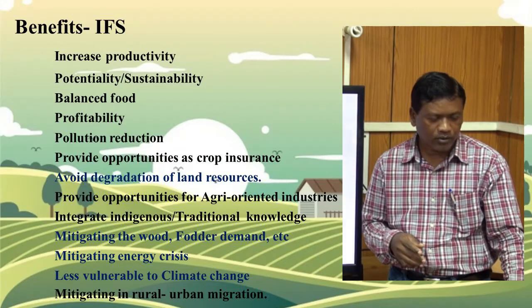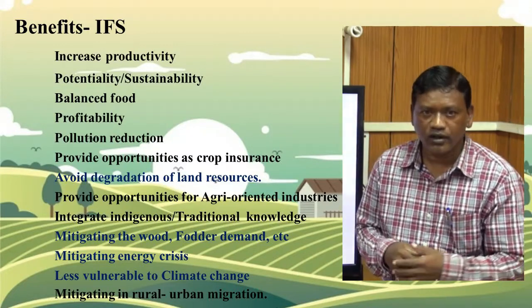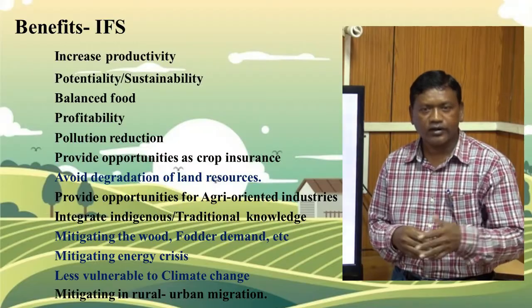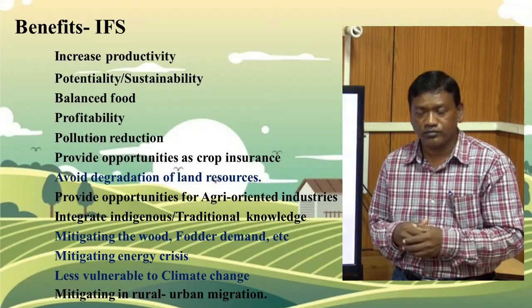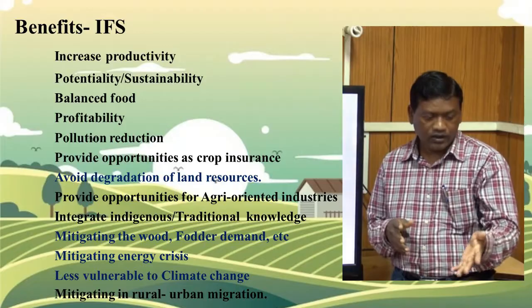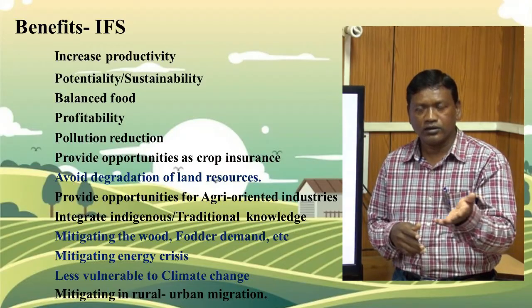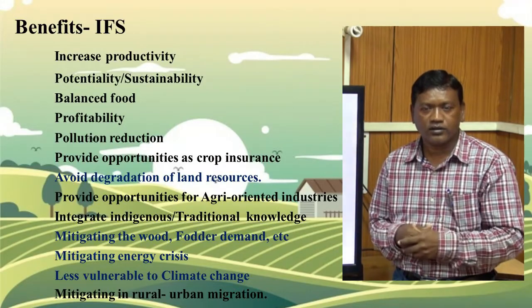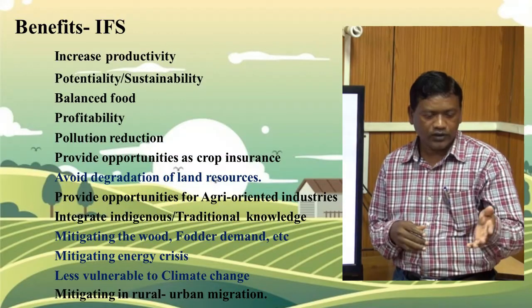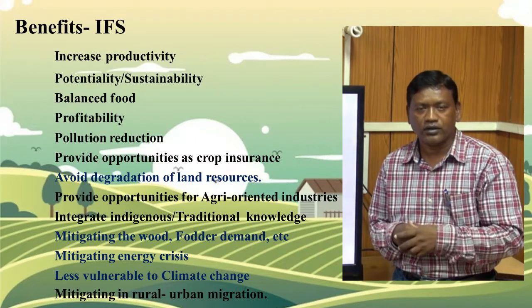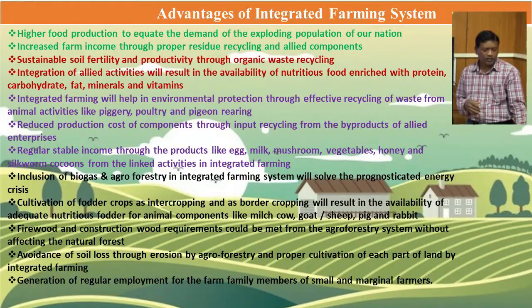And next, mitigating rural-urban migration. If the integrated farming system is running in your areas or regions, then migration automatically stops, because all year round there is availability of labor. If a good enterprise is running in the system, then 600 to 700 labor opportunities are there. So it is very important for giving opportunity to rural people, about 600 to 700 per year. This is the advantage of the farming systems.